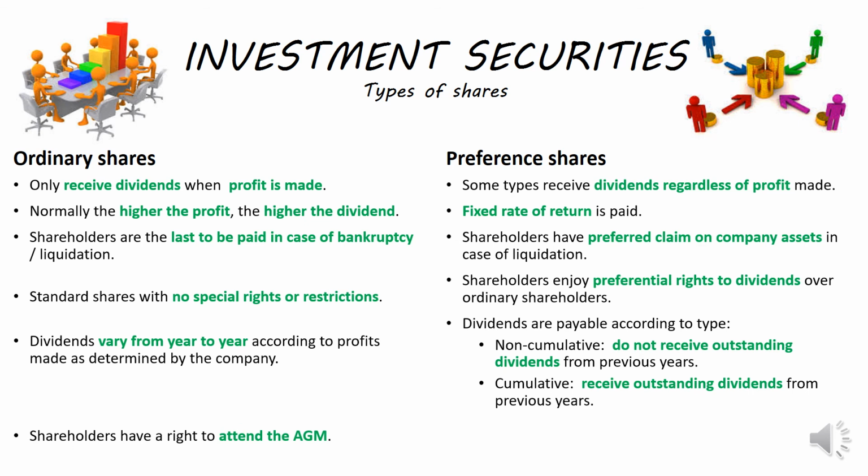Right, in terms of your ordinary shareholders, remember they have a right to attend the AGM and they have the right to vote at the AGM, one share, one vote. Whereas your preferential shareholders, they don't automatically have voting rights at the AGM. They will have voting rights only restricted to particular situations. Now, when certain situations arise, your preferential shareholders will also have a vote.